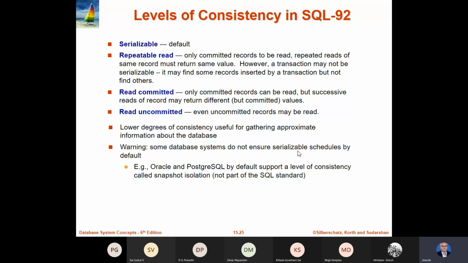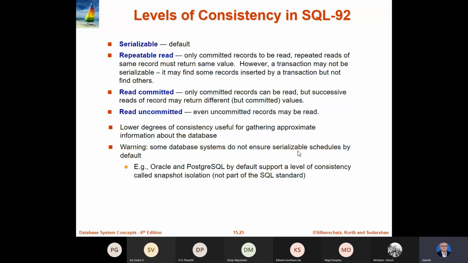Read committed means, as we are going from the first bullet point to the second and third, we are actually making weaker and weaker levels of consistency, which will also lead to higher and higher levels of concurrency. Read committed means only committed records can be read, but successive reads of a record may return different values. So when T1 read the account balance of, say, account number 1, say it was 100, then it reads the account balance of account number 2 and so on. If it goes back and reads account 1, in between another transaction might be updating the balance of account number 1. That was not allowed in repeatable read, but read committed will allow that.